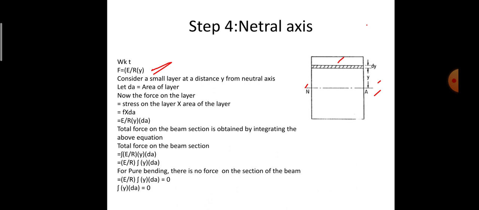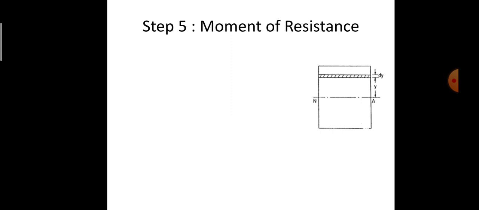Next we need to determine the moment of resistance. Due to the pure bending, as I said, the layers above the neutral axis will be subjected to compressive stresses, and below the neutral axis the layers will be subjected to tensile stresses. Due to these stresses, force will be acting on the layers. This force will have some moment about the neutral axis. The total moment of these forces about the neutral axis for a given section is known as the moment of resistance.